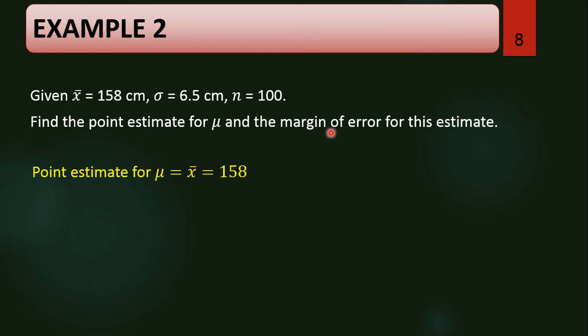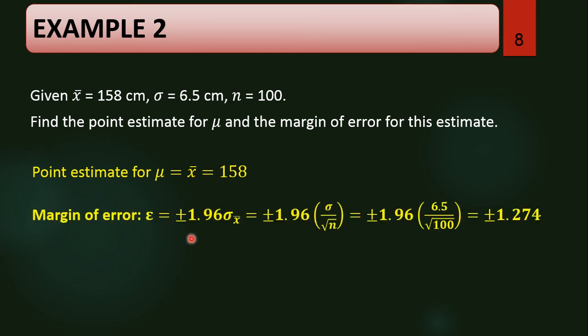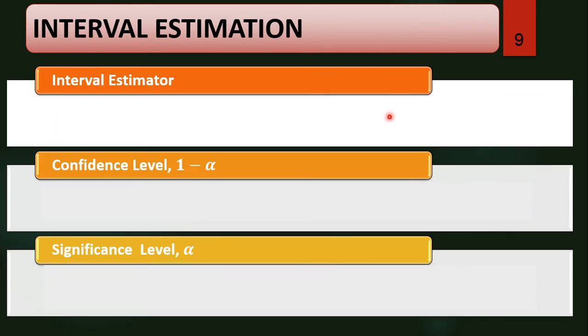The margin of error here is equal to plus minus 1.96 times the standard deviation of the sample mean, where sigma is equal to 6.5 and the sample size is equal to 100. It will give a margin of error equal to plus minus 1.274. For the interval estimation, there will be 3 terms to be considered.